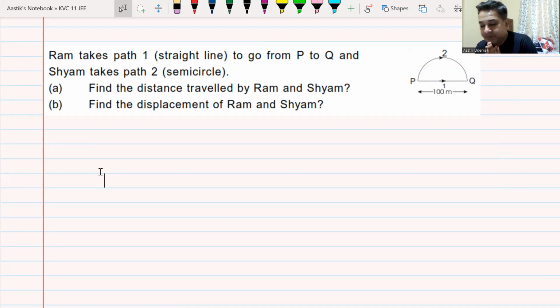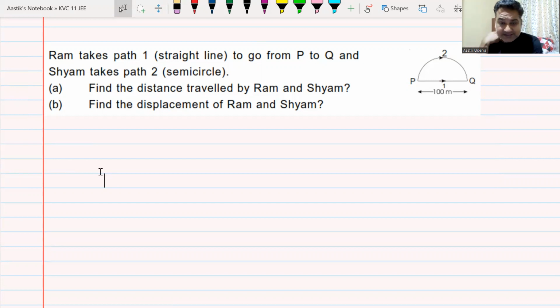Ram takes path 1, straight line, to go from P to Q. Sham takes path 2, which is semicircle, from P to Q. Find the distance traveled by Ram and Sham. Find the displacement of Ram and Sham. Remember, when the question comes, they might not specify magnitude of displacement. But if they simply say displacement, they mean magnitude of displacement.